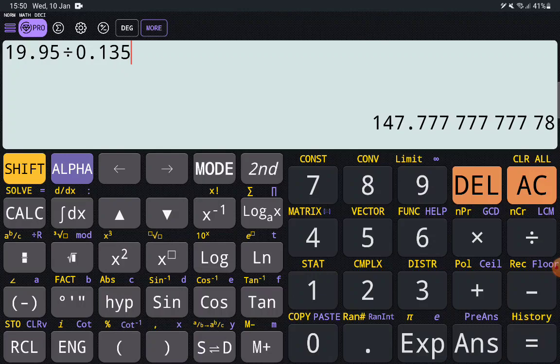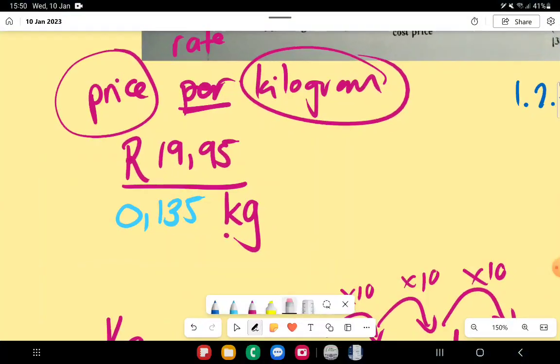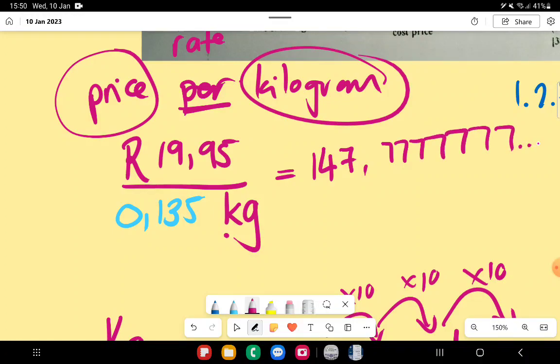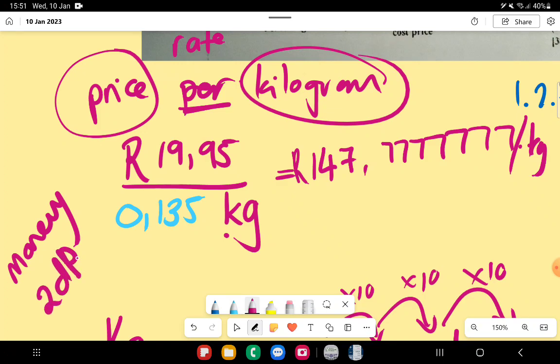147,77 recurring. Okay. So we didn't discuss this in class, but we also need to talk about rounding off. 147,7777777 dot dot dot until infinity. You cannot give me an answer like this. So this answer is going to be rands per kilo because it's a rate. But you need to round off for me. So when we're dealing with money, money is always to 2 decimal places. Even if it's a 0, it's 2 decimal places.